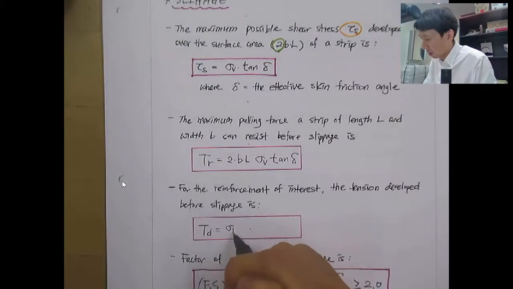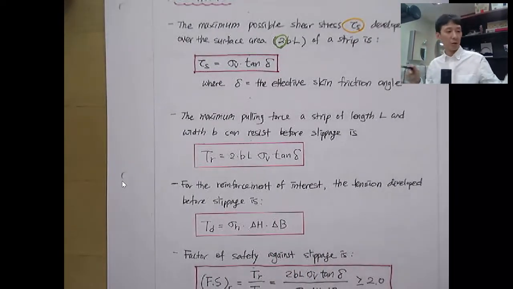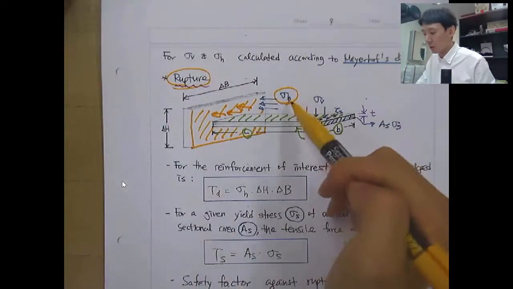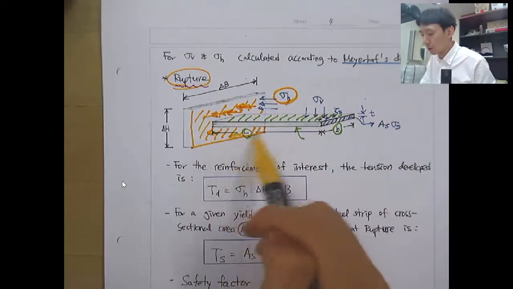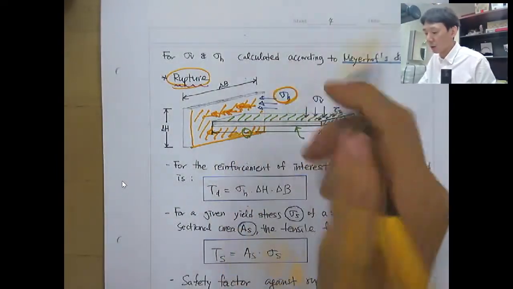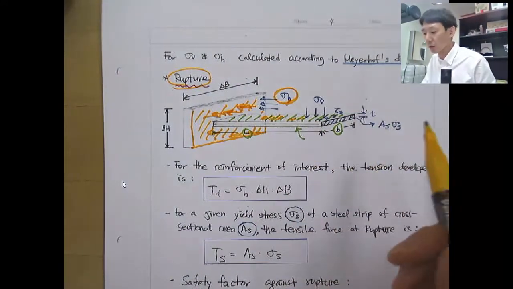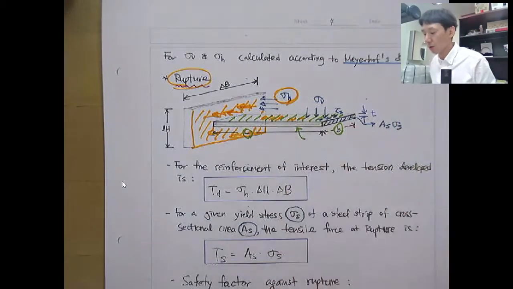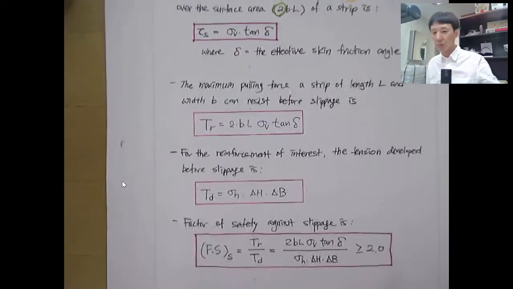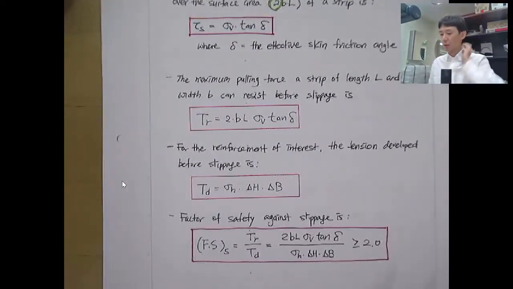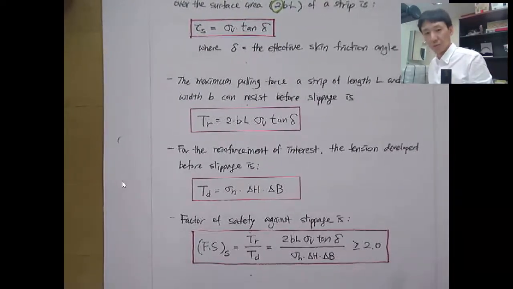TD will be σH times ΔH times ΔB. So this tension will develop by this σH, the same, right? So the force is pushing this facial facing element. So then the stress will also be developed as a kind of skin friction, or it could be internal tensile stress. If it's internal tensile stress, that will be a rupture. If the slippage is less, then that will be slippage failure.